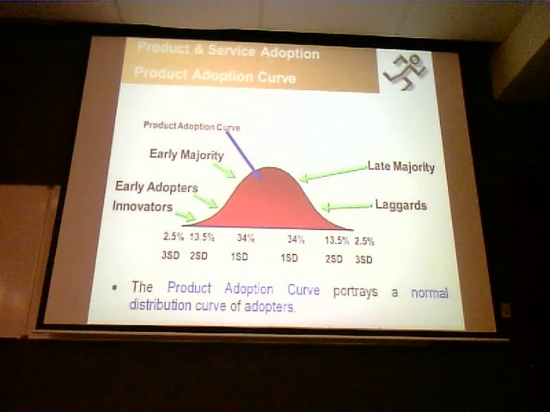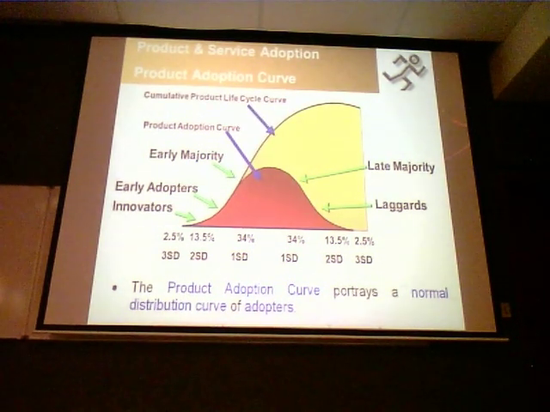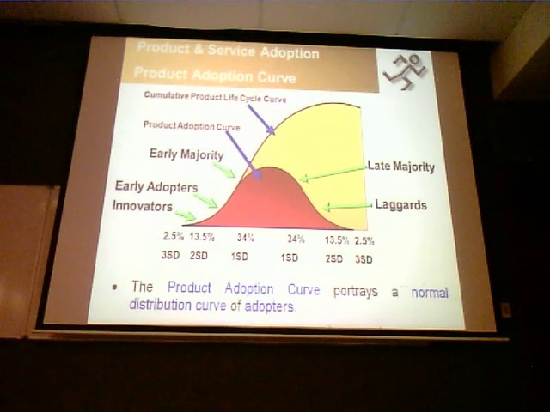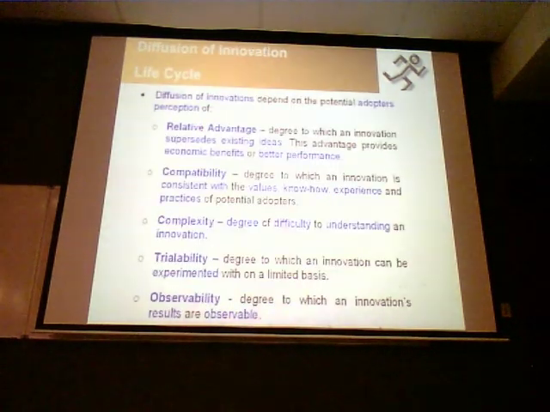The product life cycle curve that I've been showing you is the cumulative curve of that. As you add this together, that cumulative curve is the product life cycle curve, and that's the yellow curve that I've been showing you. So that's what dictates the shape of the curve.